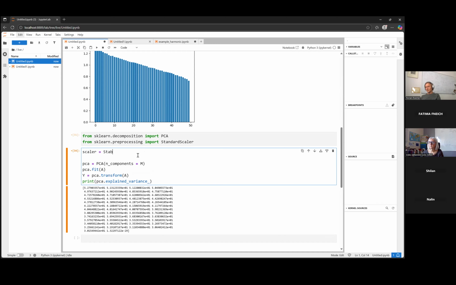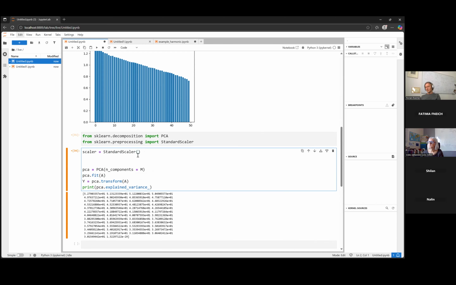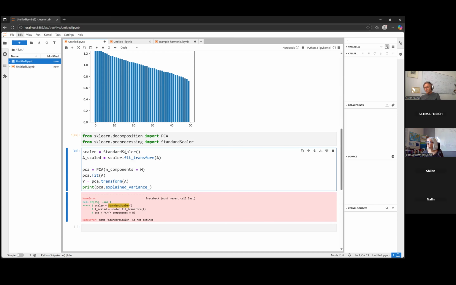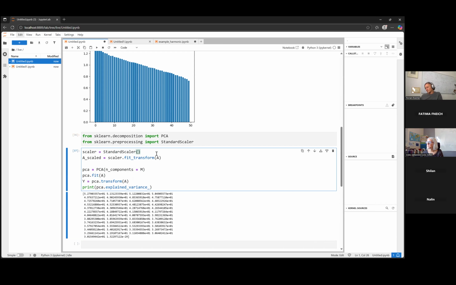You invoke the StandardScaler, which has no arguments, and then you say A_scaled, for instance, is scaler.fit_transform(A). So it will standard scale. Oh, I need to run this and then run this. Yeah, so that's one way you can do it. The advantage being this code is more readable.